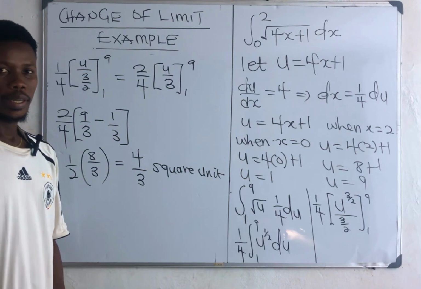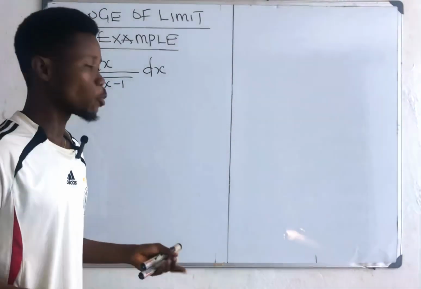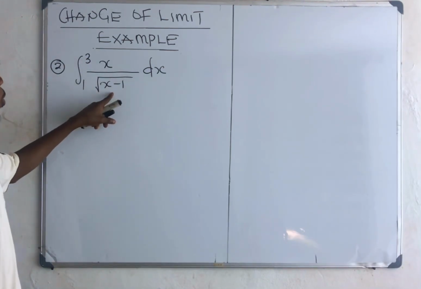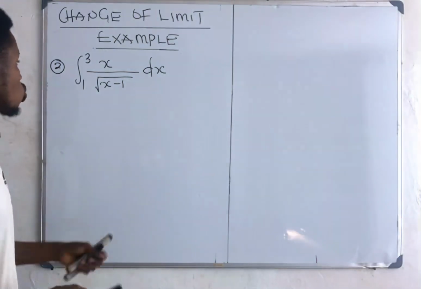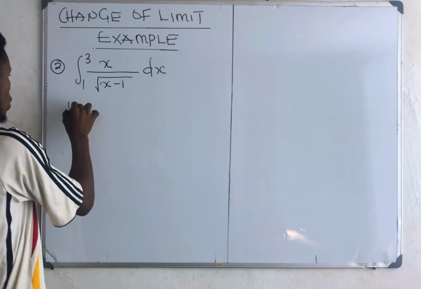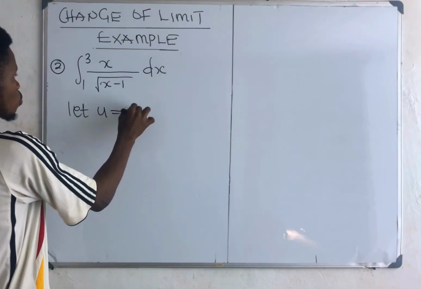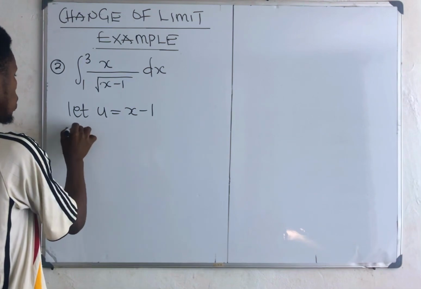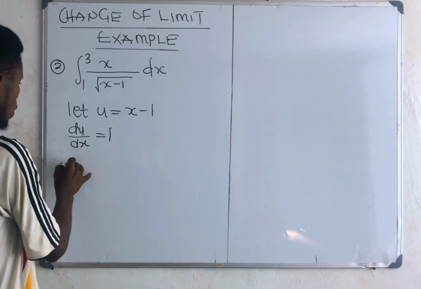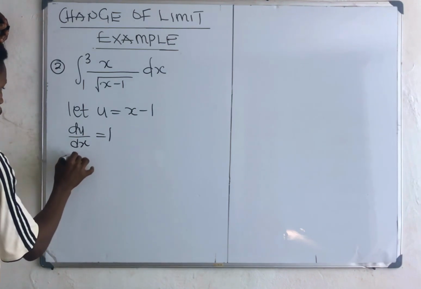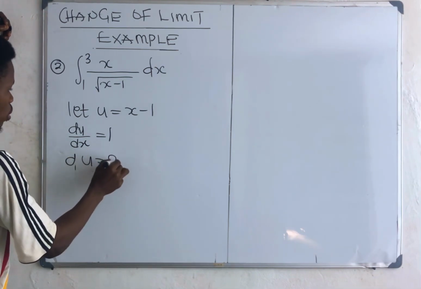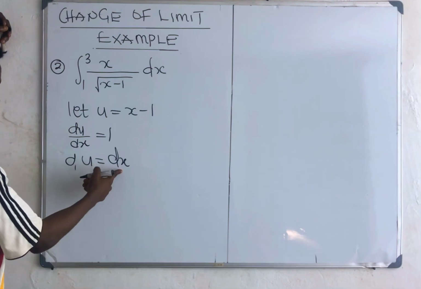Now let's look at the second example. Example 2: you have to evaluate the integral from 1 to 3 of x over square root of x minus 1 dx. Because there's a square root here, it will be difficult for us to do. So we say that let u be equal to x minus 1. Is that okay? So when we differentiate, du over dx will be equal to 1. So making dx the subject, dx equals du. It means that wherever we see dx is the same as what?